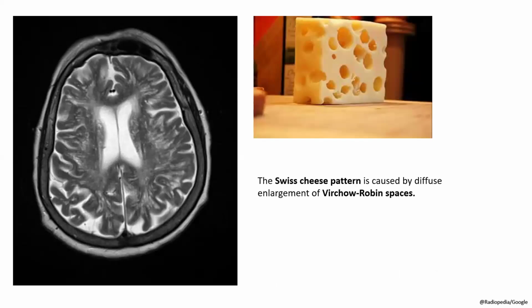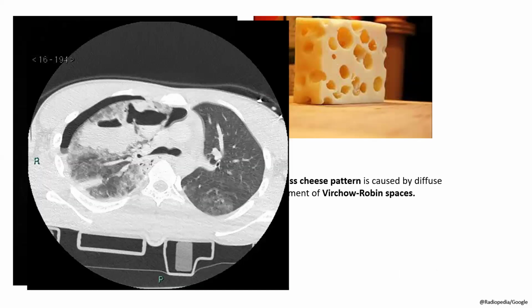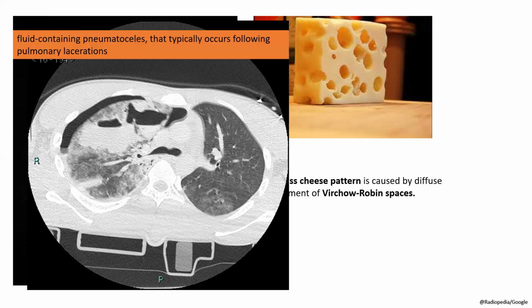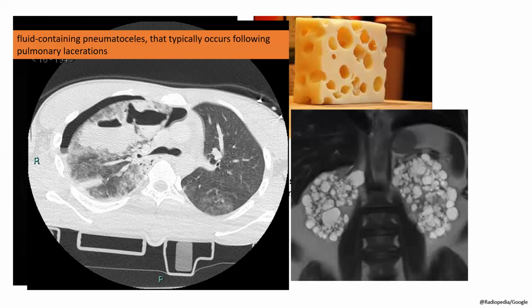What sign is this? Again, an axial T2 weighted MR image, which is showing the Swiss cheese pattern, which is because of diffuse enlargement of Virchow-Robin spaces. Virchow-Robin spaces are basically perivascular spaces, and when they become prominent and enlarged, they can give an appearance like this, the Swiss cheese pattern. The Swiss cheese pattern is also described in pulmonary laceration. So this is a case of pulmonary laceration, which is showing multiple fluid-containing pneumatoceles, and this is again described as the Swiss cheese pattern. The Swiss cheese pattern is also described in polycystic kidney disease.